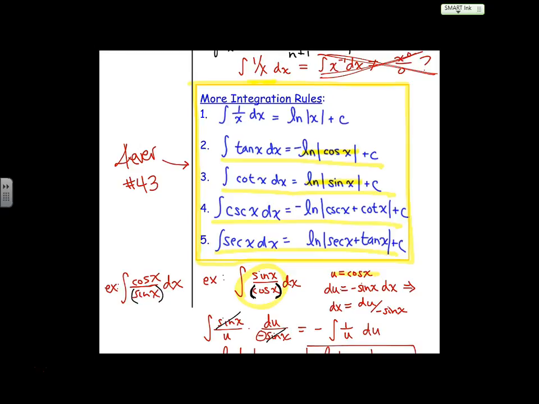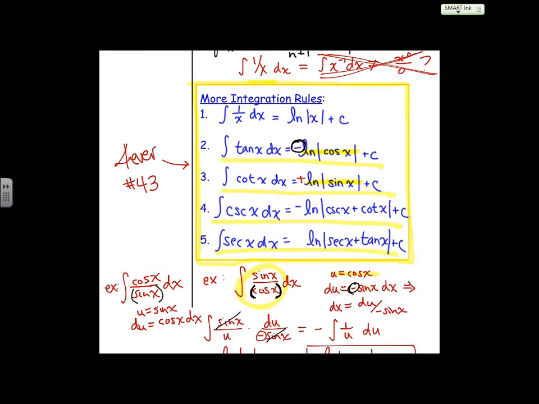And if it makes sense to you, maybe it also makes sense that if cosine is the u, there would be a negative for the du of cosine. Whereas if u was sine, would your du be positive or negative? Positive, right? The derivative of sine is positive cosine. So that's why this one is a positive. Okay? So anyway, forever card number 43. Yes, it is kind of tricky, but there are reasons behind the rules and where they come from.